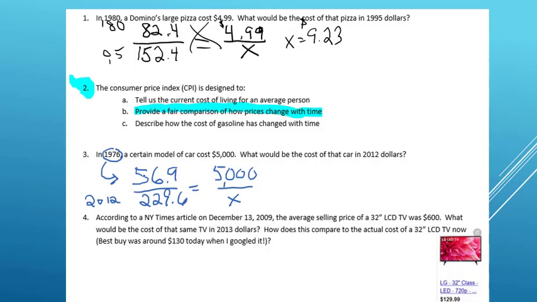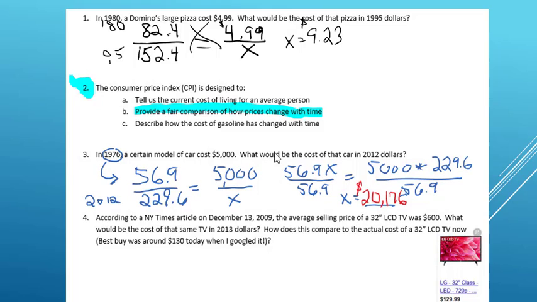In 1976, you can look at it this way, it took $56.90 to buy this particular basket of goods, while in 2012, it took $229.60 to buy the same basket of goods. You can look at this like two completely different currencies, like dollars and yen, because that's how different they are. And of course, the 5,000 goes in the numerator because that is the cost in 1976. So now I'm just going to cross multiply and divide. Why don't you try that and we'll compare our answers.